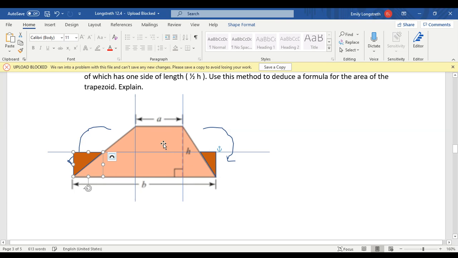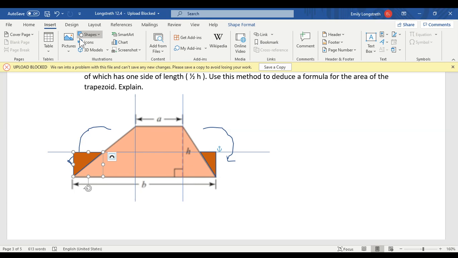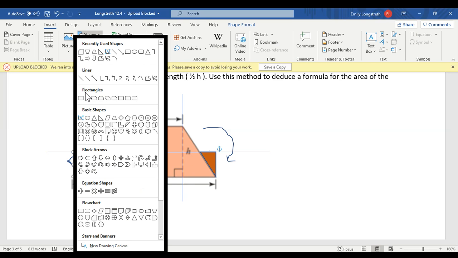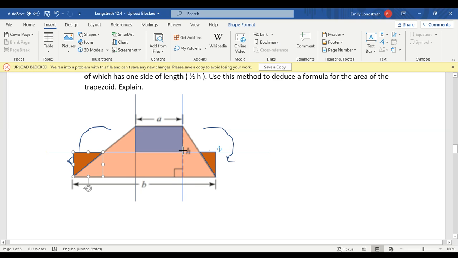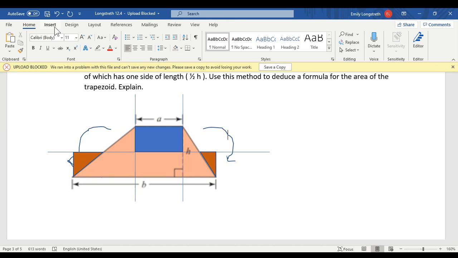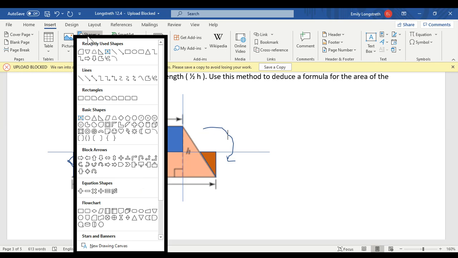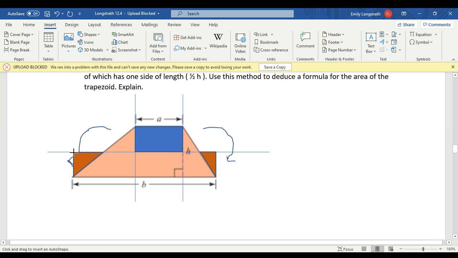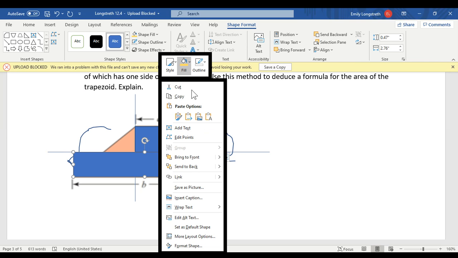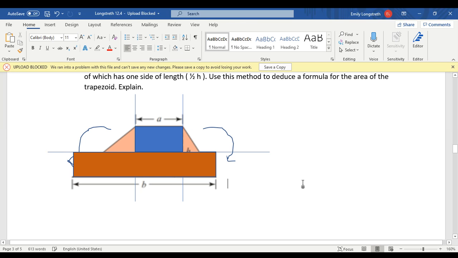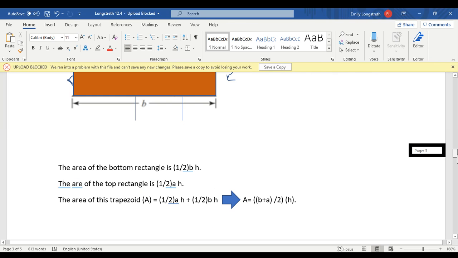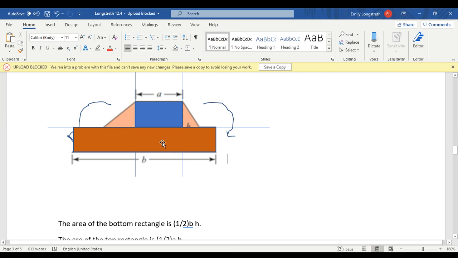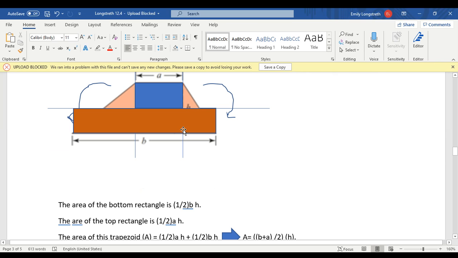So now we have a rectangle here, and we have a rectangle here. So the area of the bottom rectangle, or this brown rectangle, is half base times height, because the full height is going to be the height of the trapezoid.